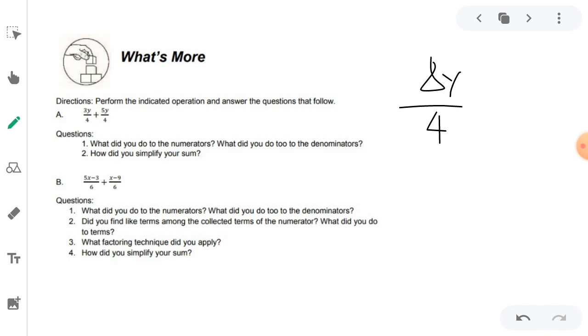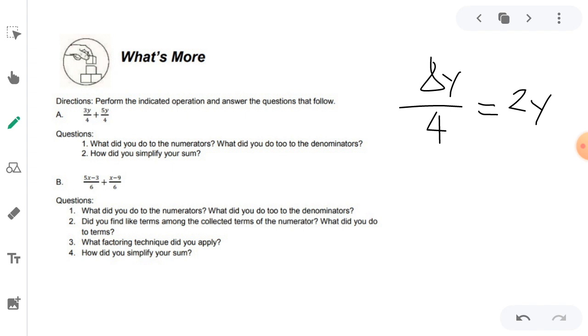Since 8 and 4 ay divisible ng 4, we need to divide out by their GCF, which is 4. So 8 divided by 4 is 2. So the answer is 2y.